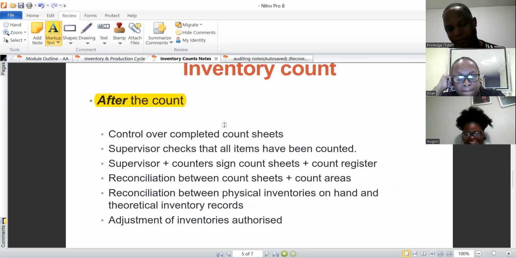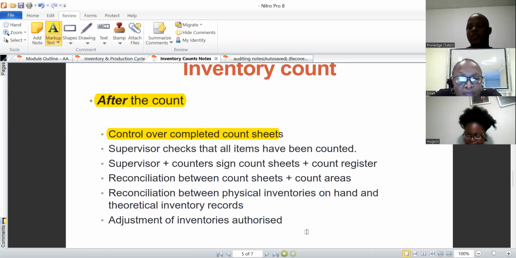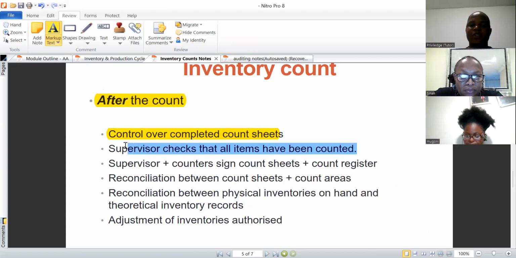After the count, the supervisor has to exercise control over the completed sheets. So what do we mean? He collects all the count sheets and ensures that all the counters sign the count registers. And another thing that should happen, the supervisor should check that all the items have been counted. Question is, how does he check? He looks at what these counters have recorded on paper, observes the warehouse section where these counters have been performing the count, and they'll be able to see. That's why those counted inventories should be ticked or marked.